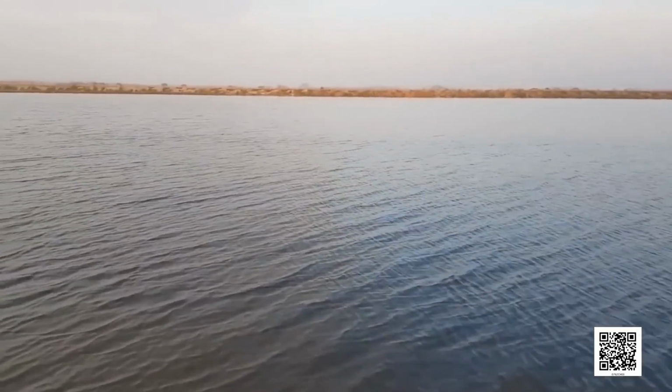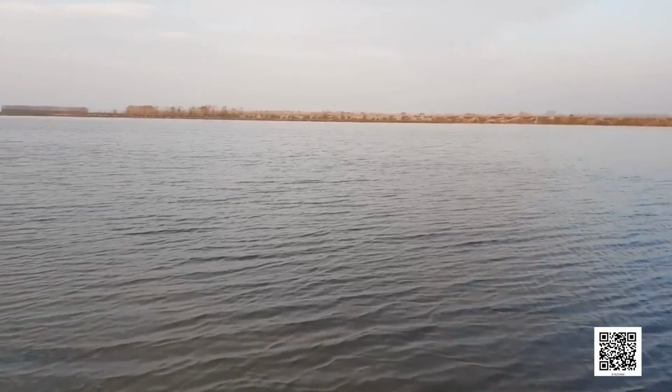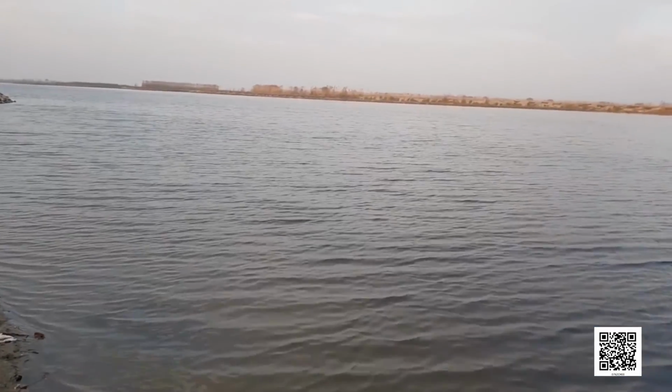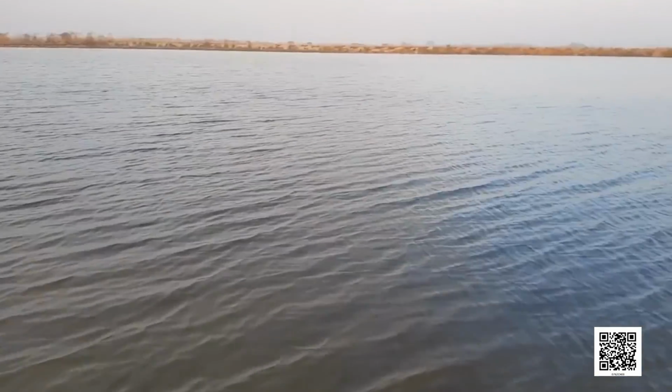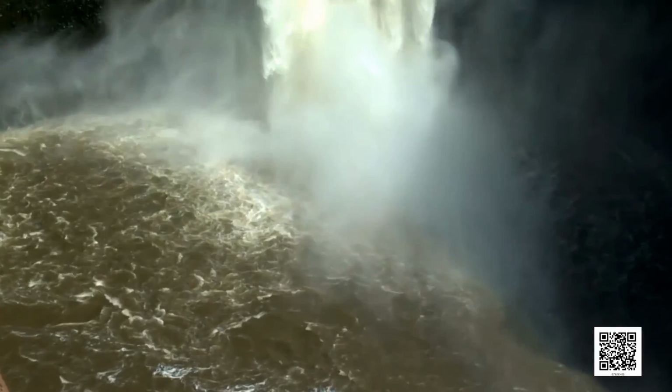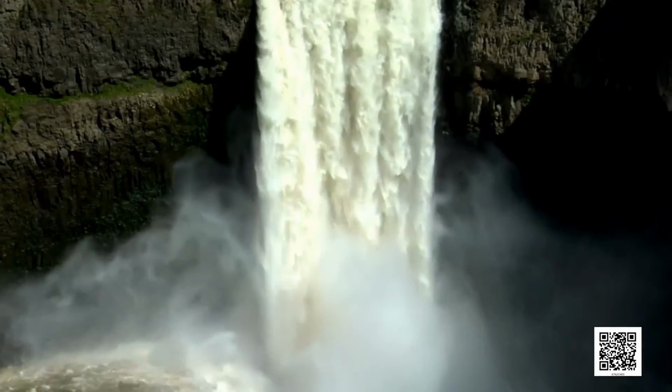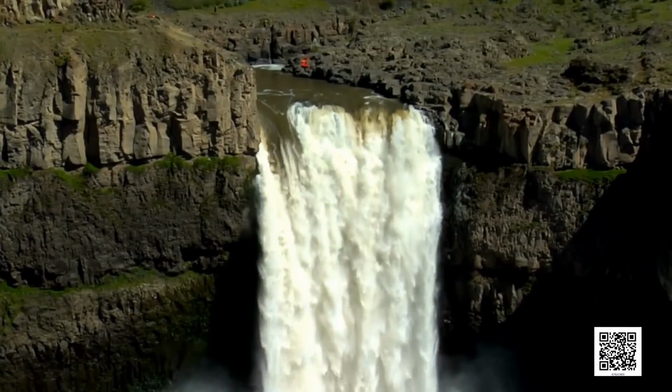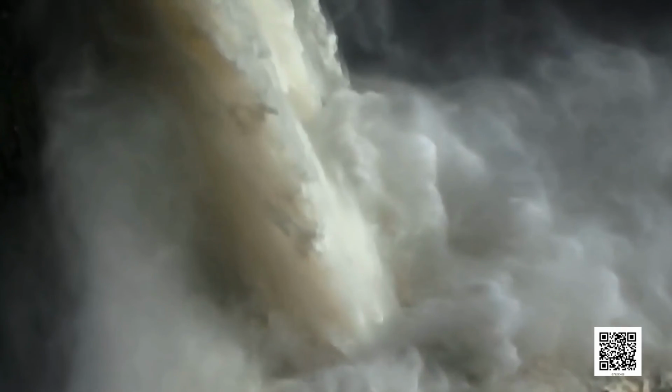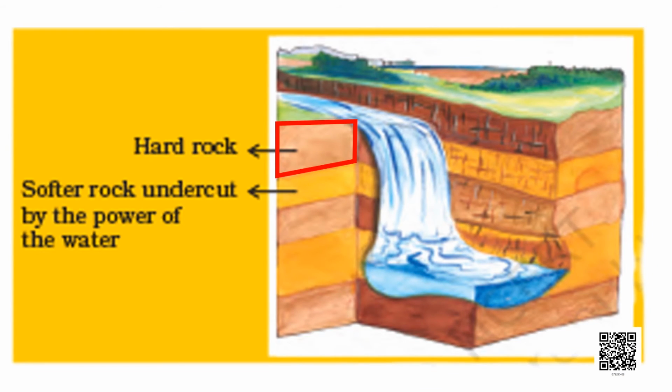Now, what is the work of a river? The running water in a river erodes the landscape. When the river tumbles at speed over very hard rocks or down a steep valley side, it forms a waterfall. Look here in the picture. This is the hard rock and softer rock undercut by the power of water.